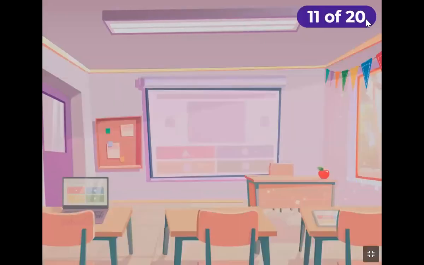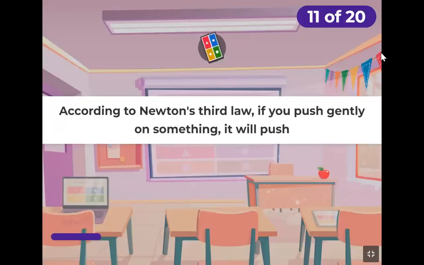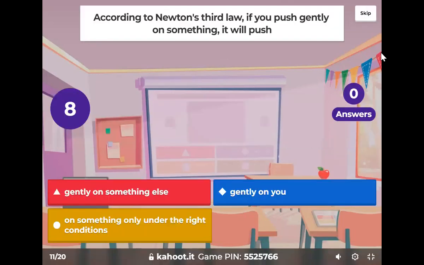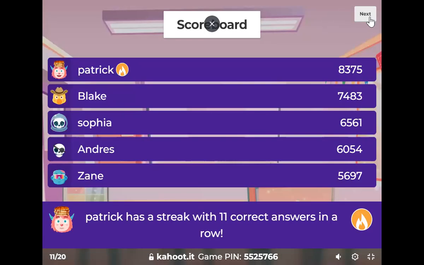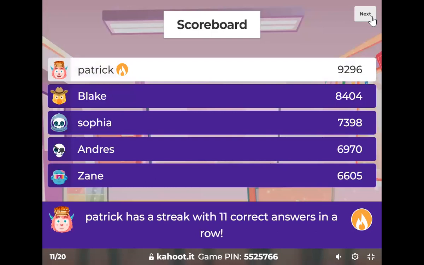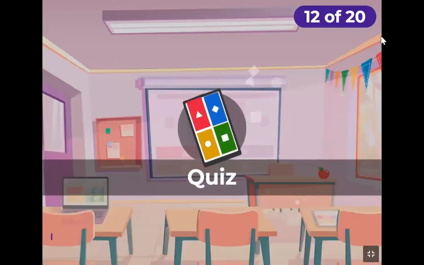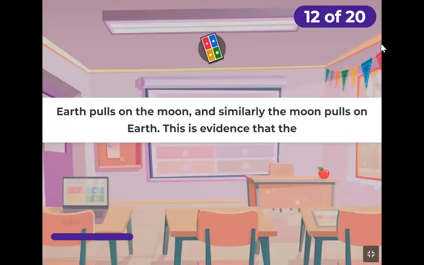All right, Patrick on fire, still in the lead. According to Newton's third law, if you push gently on something, it will push gently on you. Action, reaction, equal and opposite. There you go. Patrick's got every single question right so far.